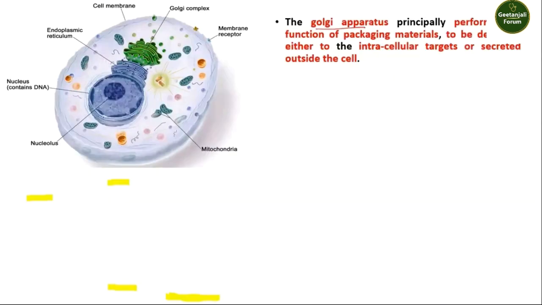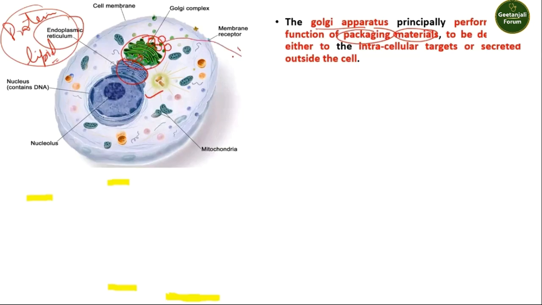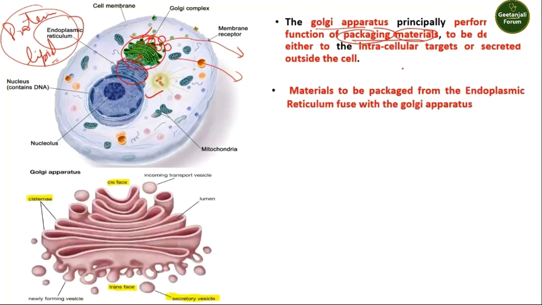Now the Golgi apparatus, all the materials or molecules which are synthesized in the cell, those are packaged by Golgi apparatus. For example, endoplasmic reticulum synthesizes lipid and protein. So after their synthesis, they are sent to Golgi complex. And here inside the small vesicles, these proteins and lipids are packed and then they are sent to their destination, whether outside the cell, wherever they are required. So the Golgi complex function is to package the molecules which are synthesized inside the cell. So the material to be packaged from the endoplasmic reticulum fuses with the Golgi apparatus.